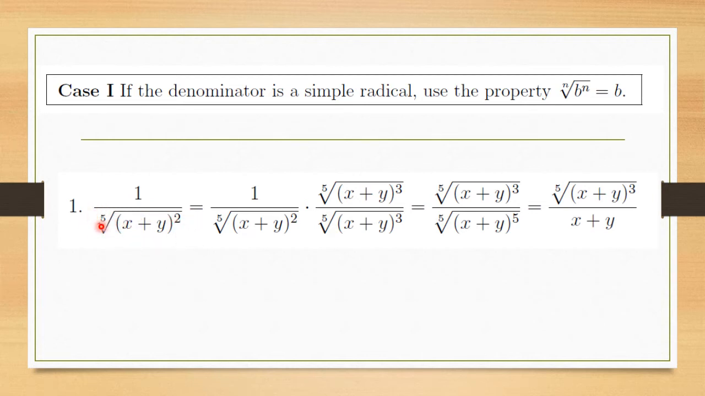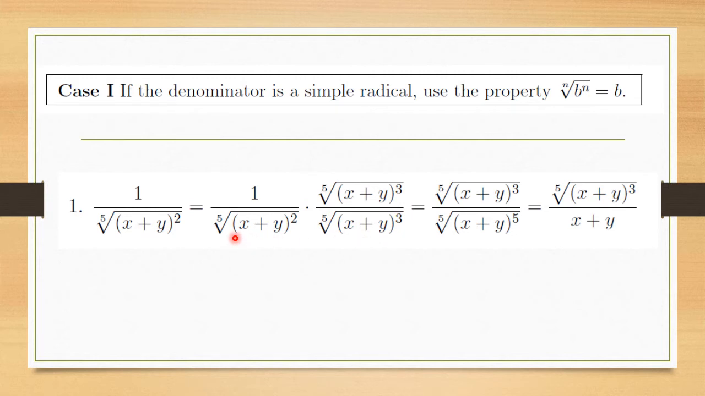For example, you have here 1 over the 5th root of (x plus y) squared. If this had been a 5, then we can simply delete the radical together with the exponent. But unfortunately, this is less than 5. So we need to multiply this radicand by a factor. And that factor is the 5th root of (x plus y) cubed.